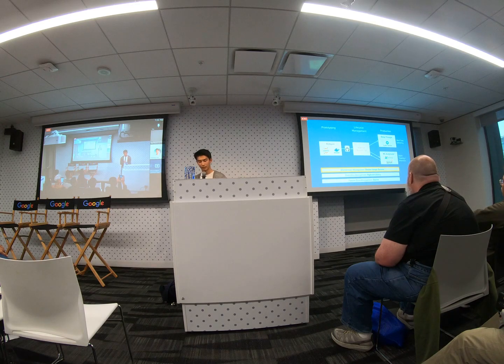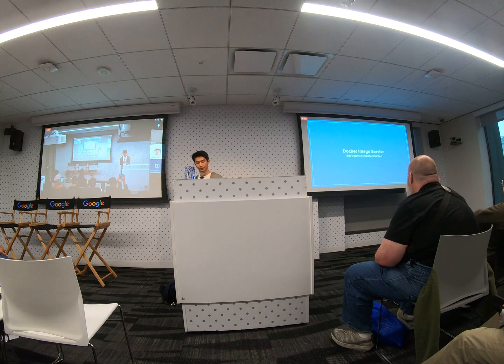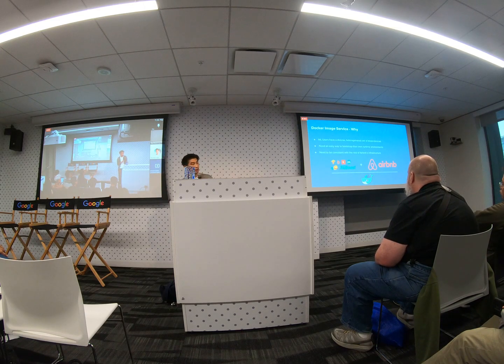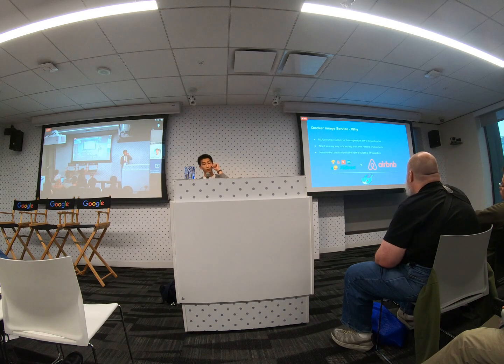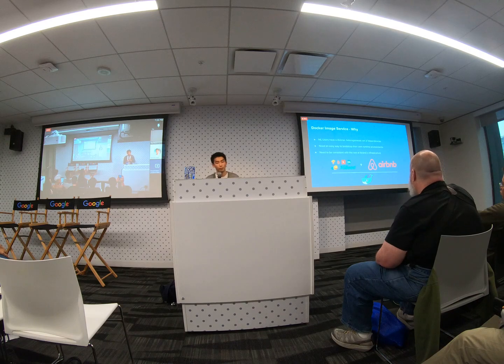Cool. Next, I'll talk about the Docker image service. So the Docker image service is the environment customization. So why did we actually build it? ML users have a diverse, heterogeneous set of dependencies, as you guys are pretty familiar. They need an easy way to bootstrap their own runtime environments and need to be consistent with the rest of Airbnb's infrastructure. So why is that so important?